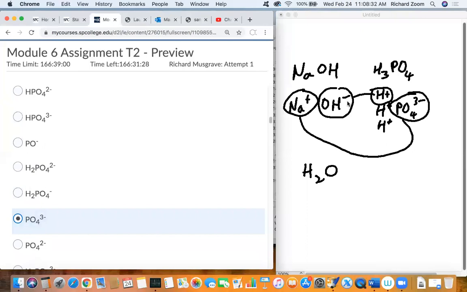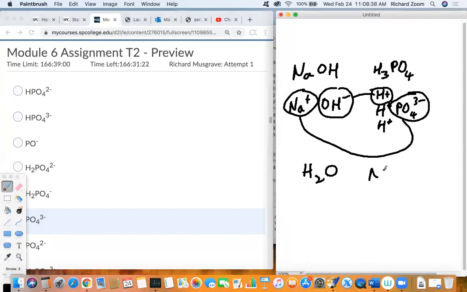Now, when you're doing these, it's really important just to take one of each to join them together. I will continue on with this, but we'll have Na+ joining with PO4 3-. Compound A then would be Na3PO4. The logic there is that we need three Nas in order to balance out the three negative charges on the phosphate. Does anybody have any questions?